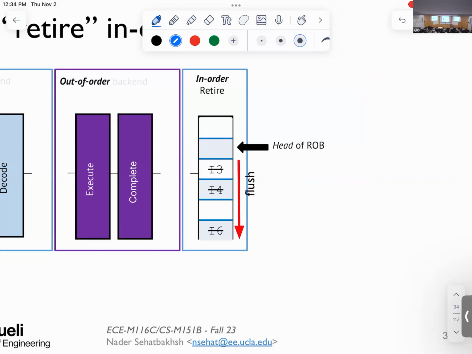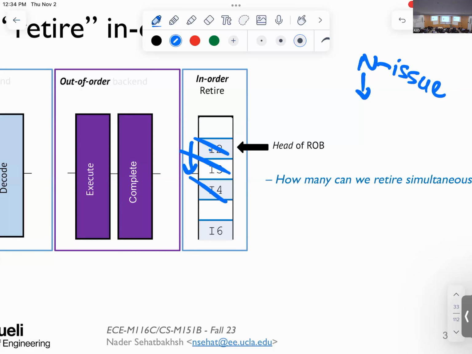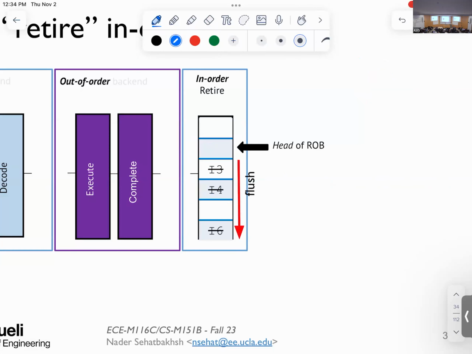Okay. And then another possibility is that if you have something like this, and then you realize that, oh, I2 should be a branch taken, then all you need to do is basically just remove all these future instructions from your ROB. So you basically flush all the future instructions from your ROB. Everything behind it has already finished, so you retire those. You only flush things below that head of ROB.